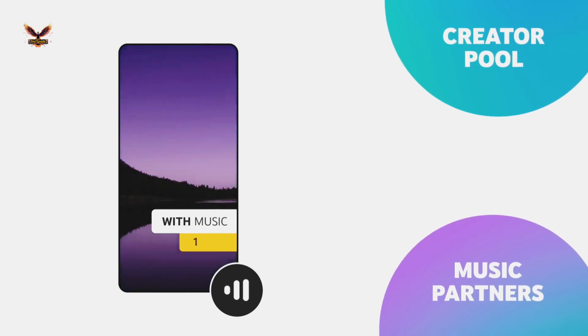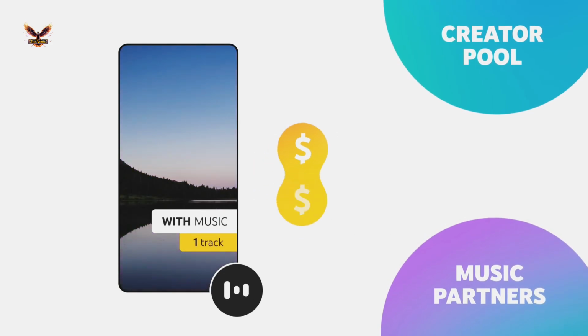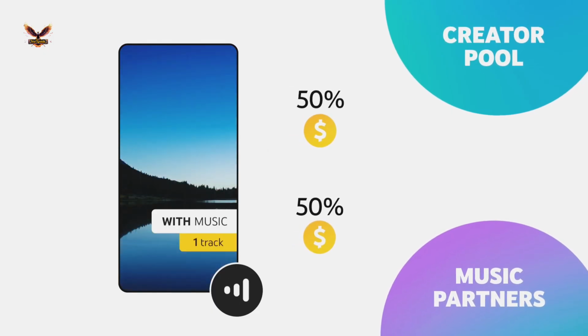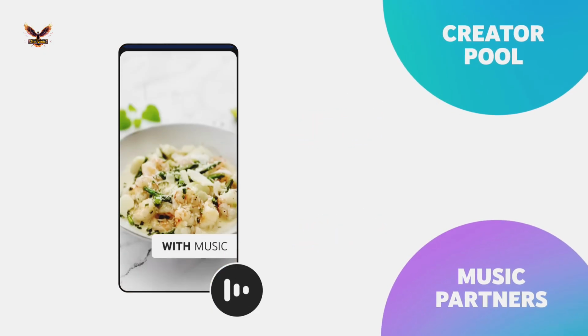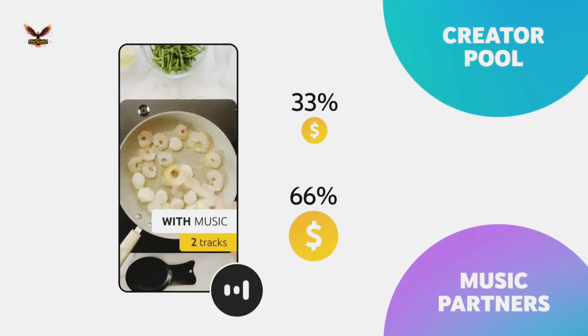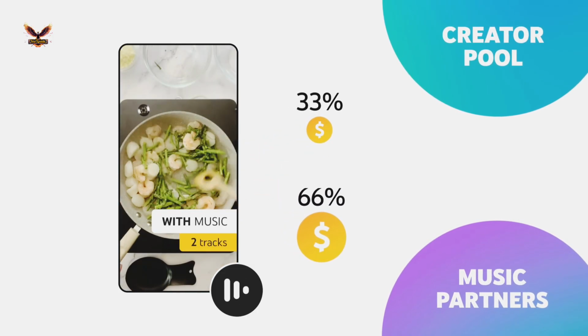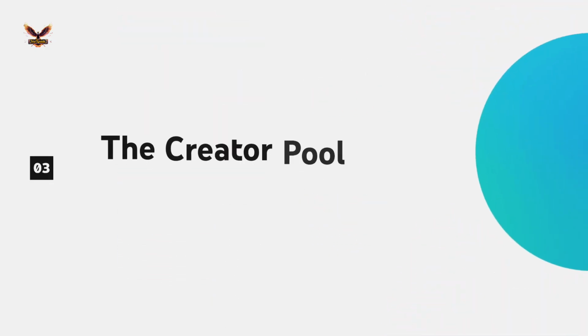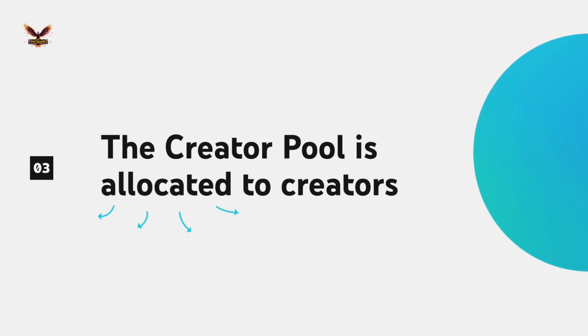For example, a short featuring 1 music track would have half of its revenue go towards the creator pool and half set aside for music licensing. A short with 2 music tracks would have 1/3 of its revenue go towards the creator pool and 2/3 go towards music licensing. Then, the creator pool is allocated to creators.